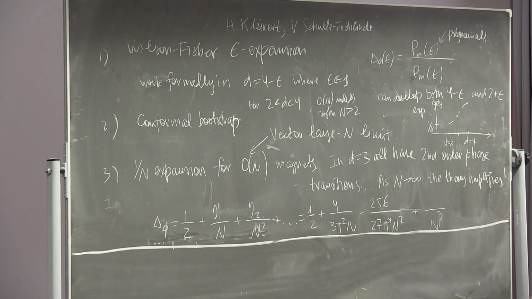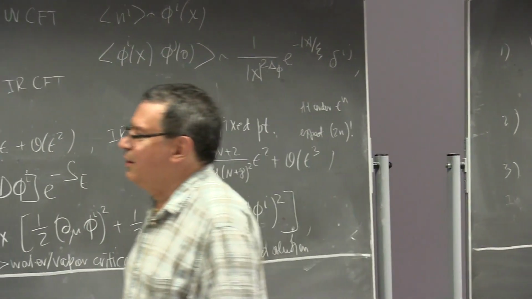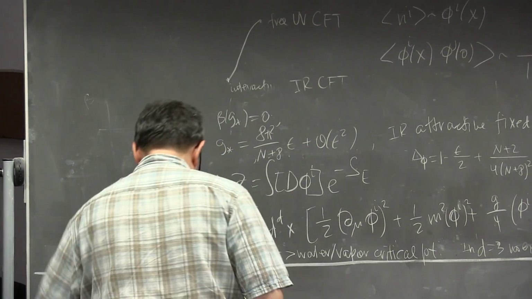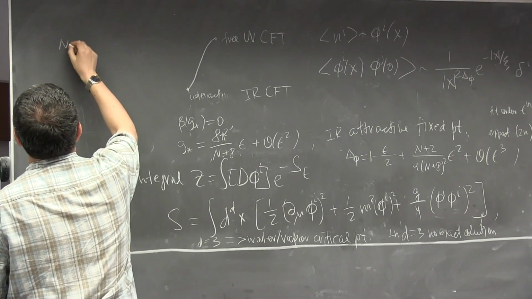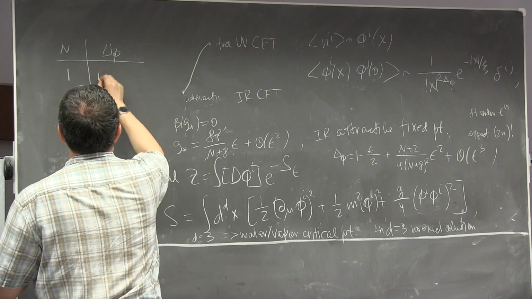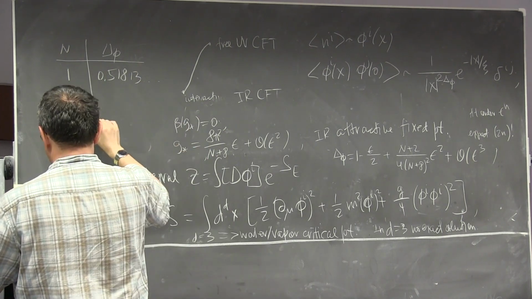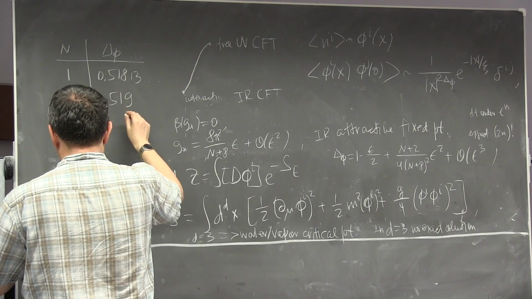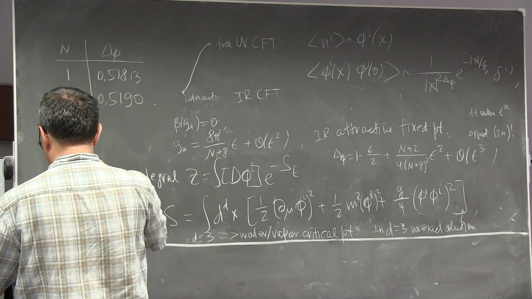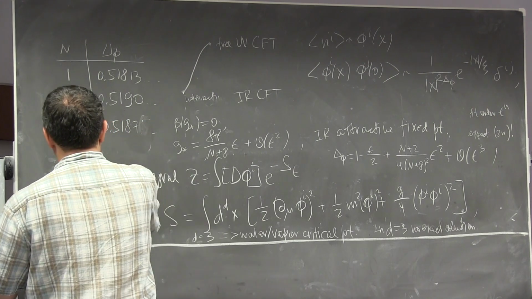So you have to shoot quite far, right? It varies from 1 to 1/8. But you find that, for example, the data for 3 dimensions is something like this. So this is n, and this is delta phi. For n equal 1, which is the 3D Ising model, it's 0.51813... Then n equal 2 is 0.519... for 3 it's 0.51875... and 4 is 0.